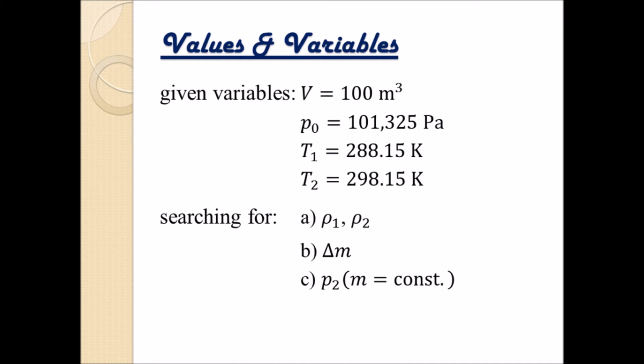And we are searching for, first of all, in point A, the density ρ1 and ρ2 before and after heating. Secondly, in point B, we are looking for the amount of air that's leaving the room, let's call it delta M. And in point C, we are looking for the pressure P2 if the room is heated but under constant mass. So how do we approach this problem?